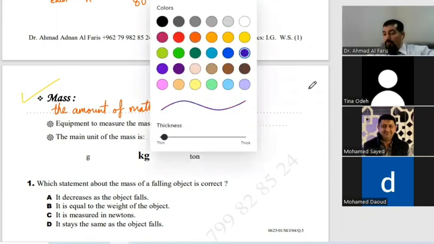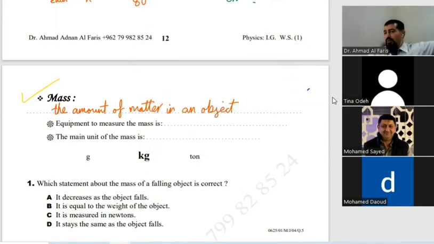That depends on which weight we are saying. If in space we don't have weight, we feel weightlessness. Okay, so the weight is something else. It's not the same as the mass. Okay, they are not the same.